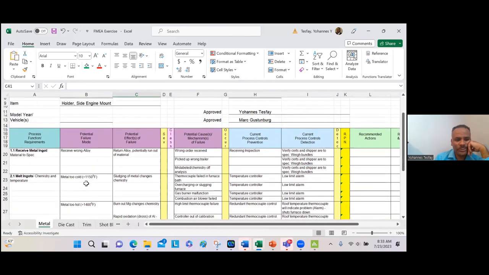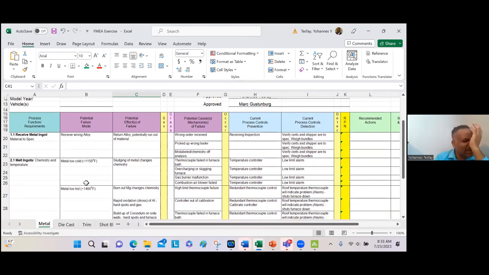When the material arrives, the first thing we do is receive the metal ingot. Okay, that's what we're going to take. So one of the aspects could be that a wrong material is received. Okay, a wrong part number could arrive, or it could be switched somehow. The potential effect is returned alloy, potentially out of material.